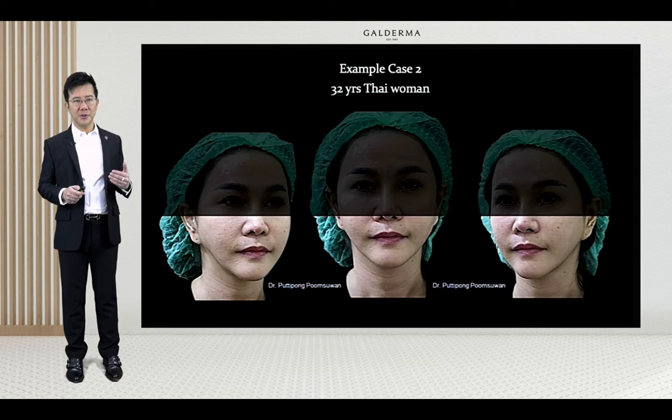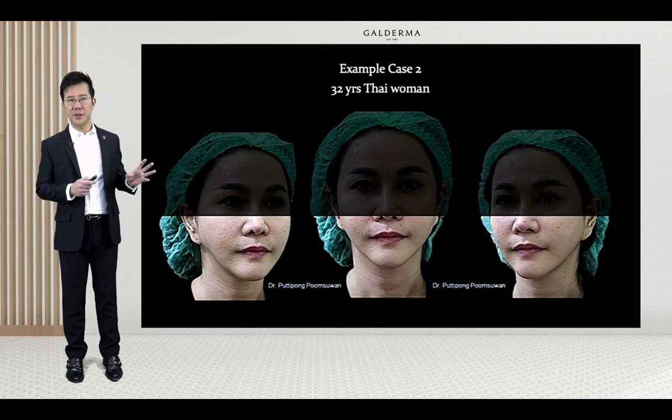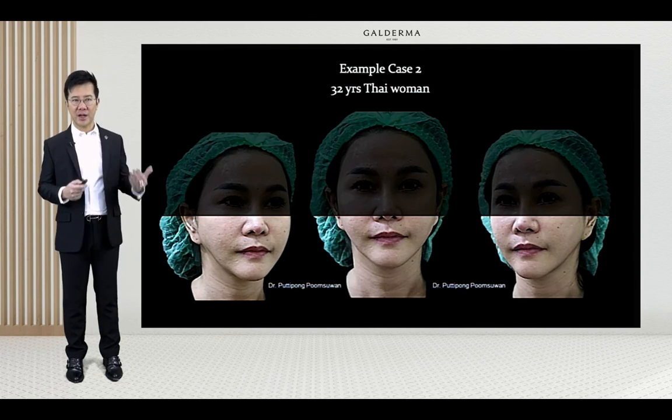The example case 2 is a 32 years old Thai woman. This is an example of a patient in the younger generation. Patients in this age group are different from the previous one. They want to improve the appearance with more prominent and more attractive lips.